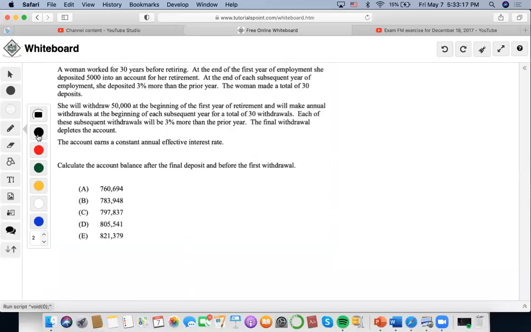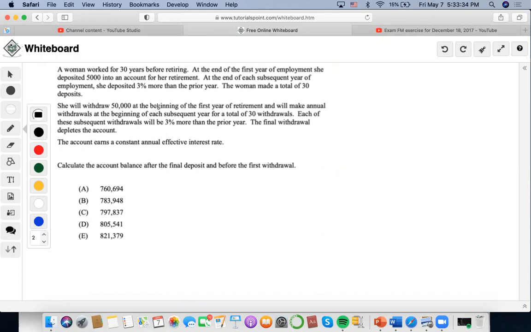Hi, so for this problem, it says that the woman works for 30 years before retiring. At the end of the first year of employment, she deposited 5,000 into an account for retirement. At the end of each subsequent year of employment, she deposited 3% more than the prior year. The woman made a total of 30 deposits.